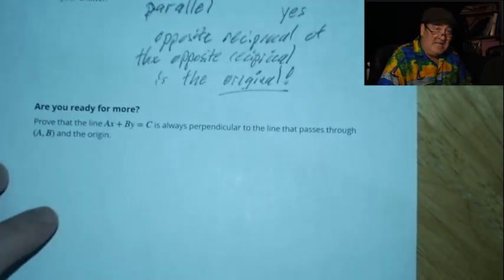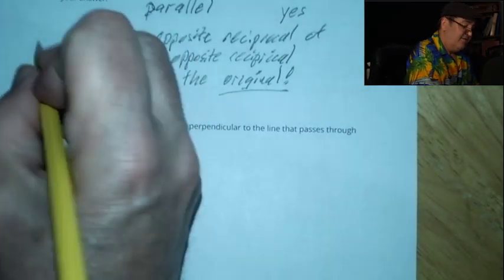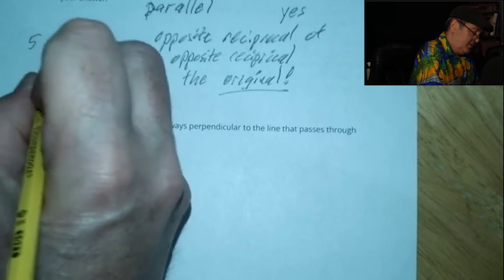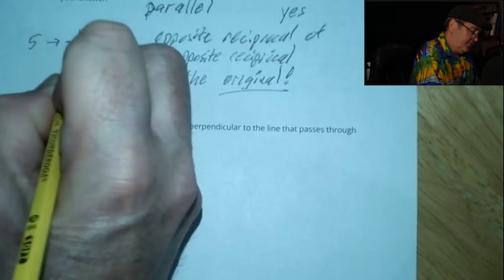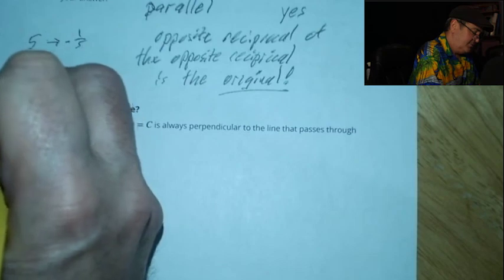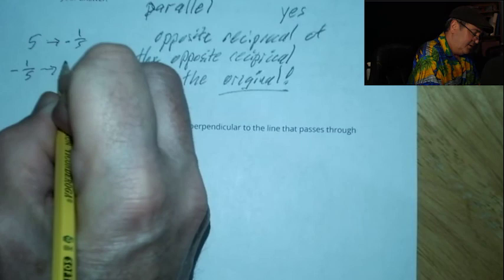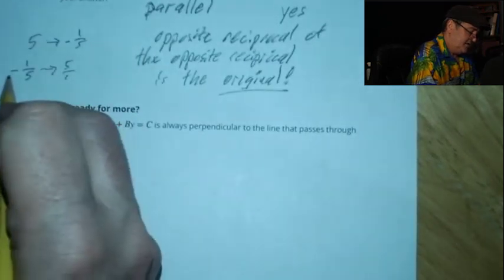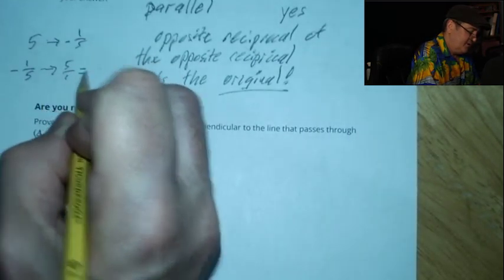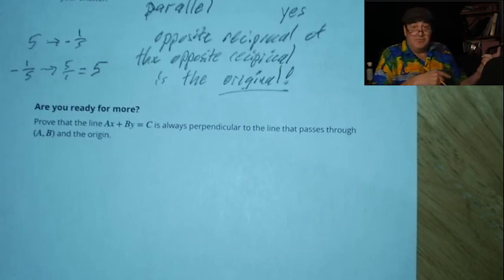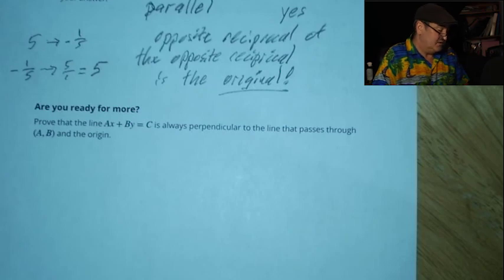And we can look at that with any numbers we want to. Let's say the slope is 5. Okay, what's the opposite reciprocal of 5? That would be -1/5. So what is the opposite reciprocal of -1/5? When we turn it over, that's 5/1, and we change the sign to a positive. 5/1 is the same thing as 5. It gets us back to the original. So anytime we're taking the opposite reciprocal of the opposite reciprocal, it puts us back to the same number that we started with. So the slopes are going to be parallel.